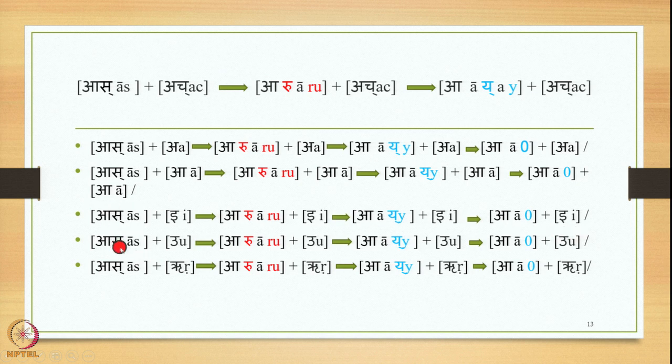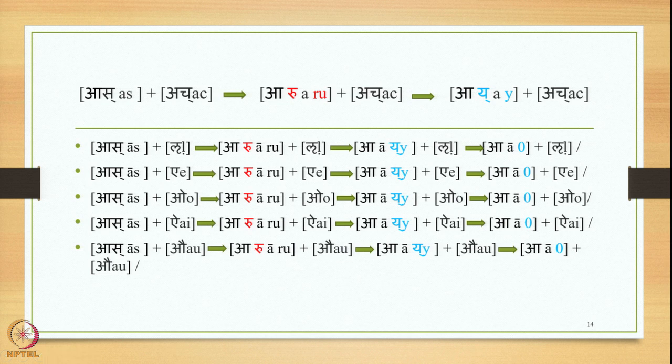Then you have as plus u, and then next aru plus u, then I plus u, and then we have a0 plus u optionally. Similarly, as plus ru is the basic input, from which is derived aru plus ru, and then I plus ru, and then a0 plus ru optionally. Then we have as plus lu, and aru plus lu, then I plus lu, and finally a0 plus lu optionally.